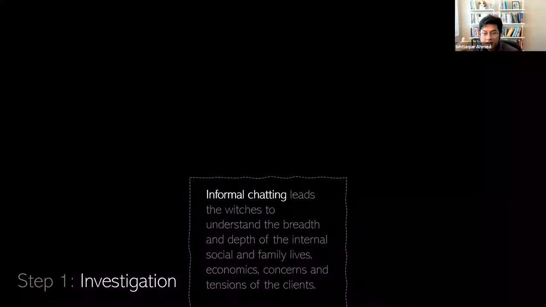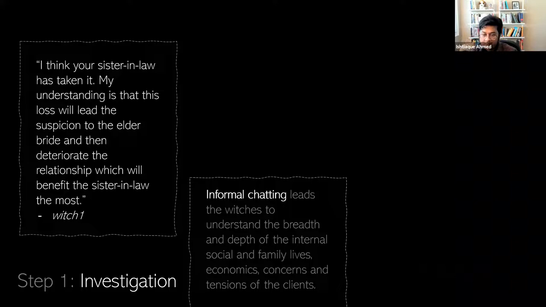Now, I will give you a quick overview of the typical witchcraft therapy session to help you understand how witchcraft connects health and well-being with deeper moral problems of the community. So this witch therapy starts with investigation. Regardless of their client's problems, they often use informal conversations to gain deep insight into their particular problem.